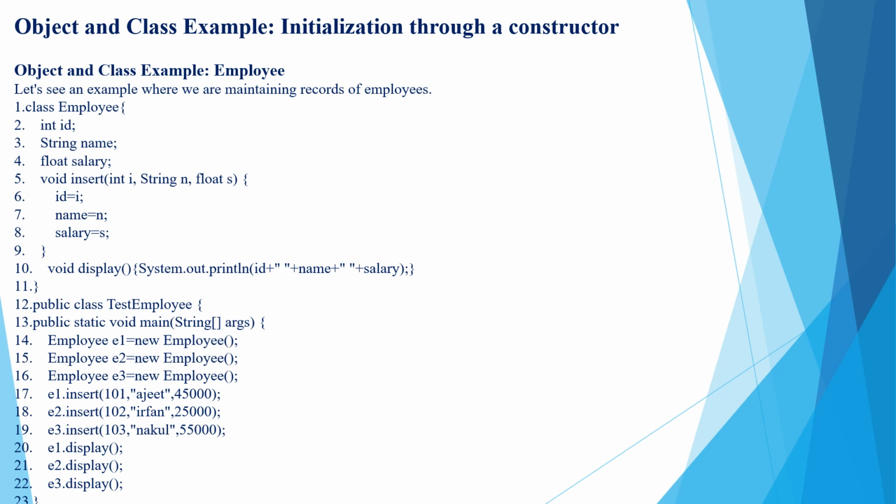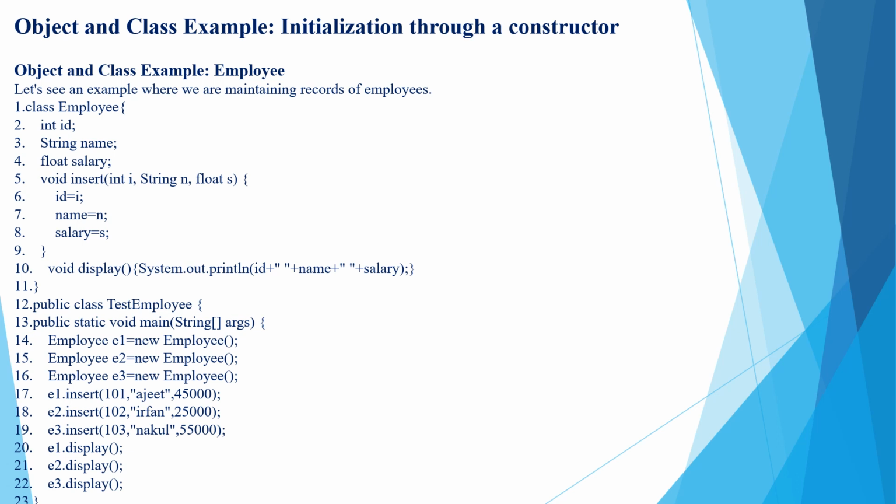Then we are having a method, and the name of the method is insert. The return type of that is void. It takes three arguments: int i, String n and float s. Then we are assigning these to the respective fields. So i is assigned to id, n is assigned to name, and s is assigned to salary. Then we are closing this insert method. Another method we are having is display, where it prints the name and salary of the employee.